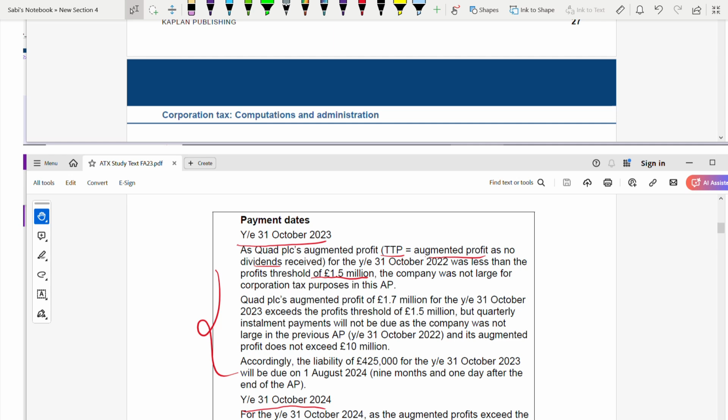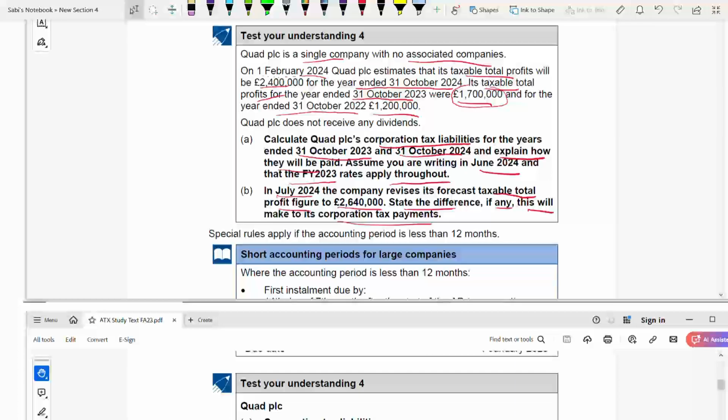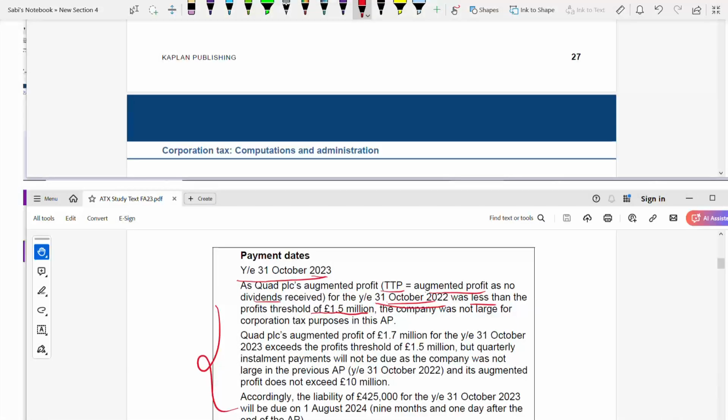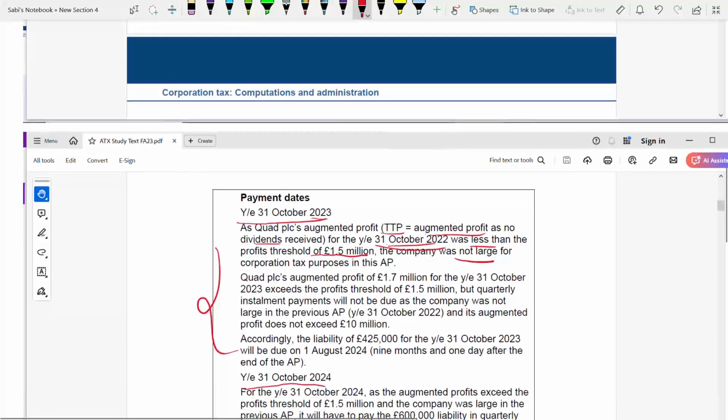Sorry, you have to take the previous year. For this year, you have to take the previous year's TTP. So for 2022, it was 1.2 million. It's less than 1.5 million. So the company was not large, so they have to pay 9 months 1 day. They are not large. And in this year, they are large because it is exceeding the 1.5.